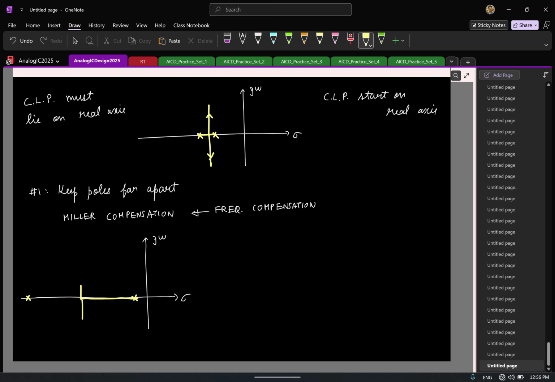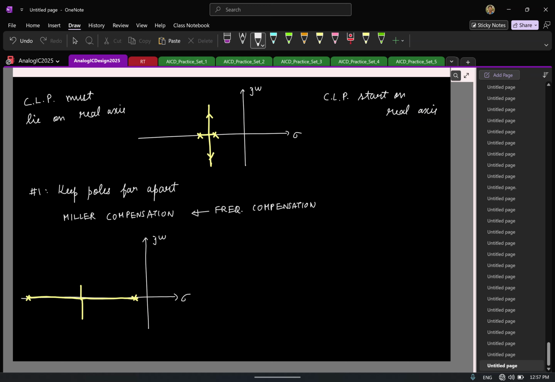So let us say now I don't want to touch my pole locations here. I don't want to change the location of open loop poles because you don't like Miller, for example. But still I want to make sure that my closed loop pole should lie on the real axis. What can we do?